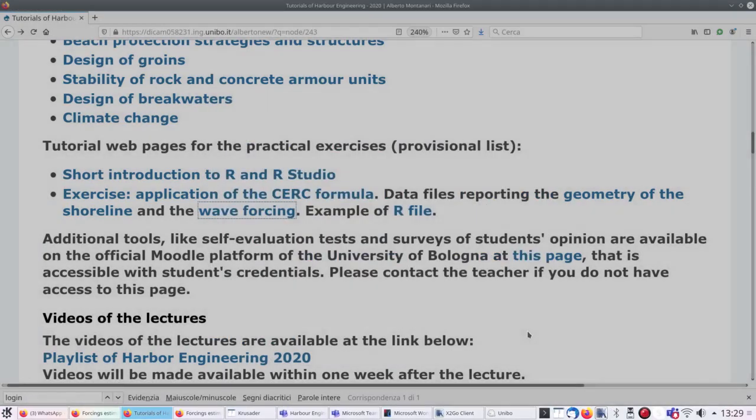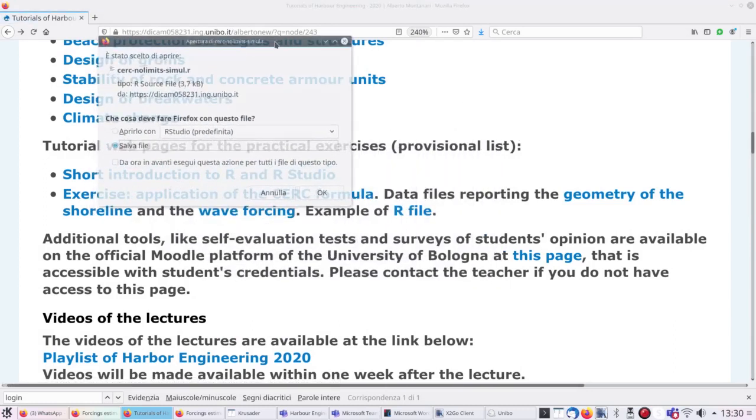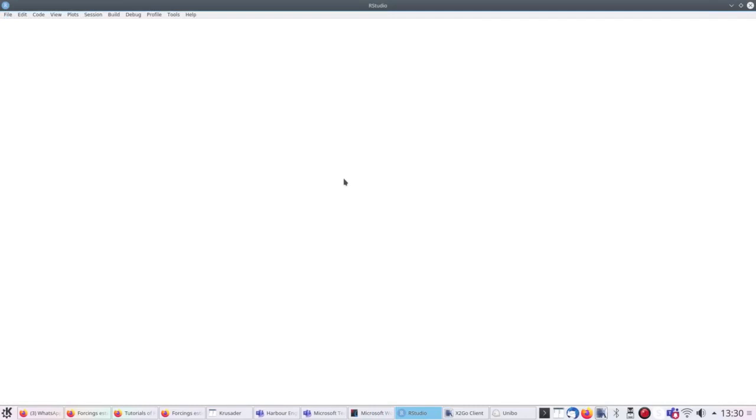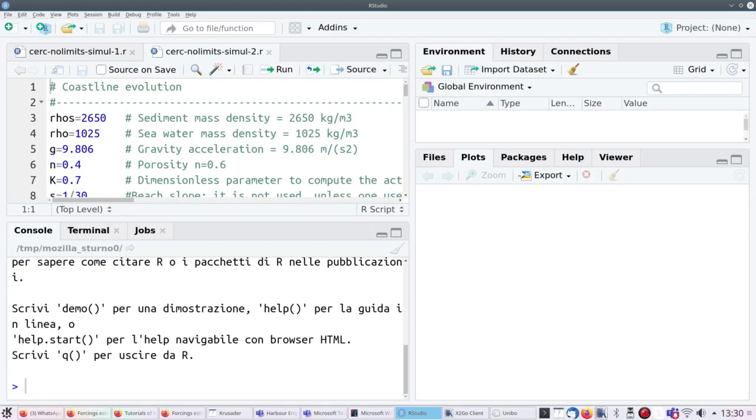Okay, good. And then there is an example of an R file. If I click on it, in my system it asks me whether I want to open it with RStudio, which is a nice opportunity. If you get a similar option, select it. If you don't get this option, you can save the file, and then in RStudio open it. And what is this file? Let me open it in RStudio. You see here that the file appeared in my script window. The file starts with coastline evolution.